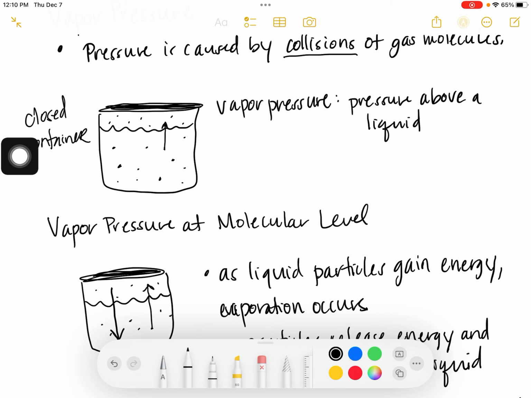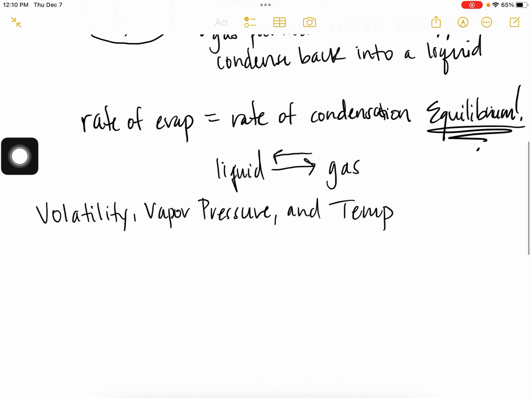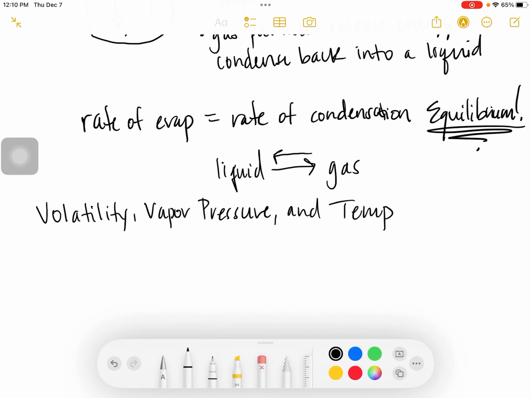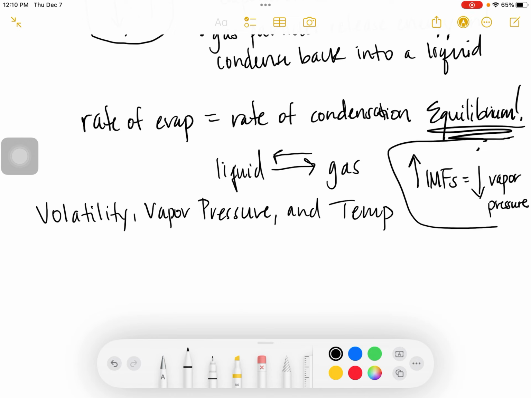And so hopefully you just heard that there's the proportionality, and that they're inversely proportional. So the stronger the IMFs, the lower the vapor pressure. And so I want to say that one more time, and let's box this and star it a couple times.